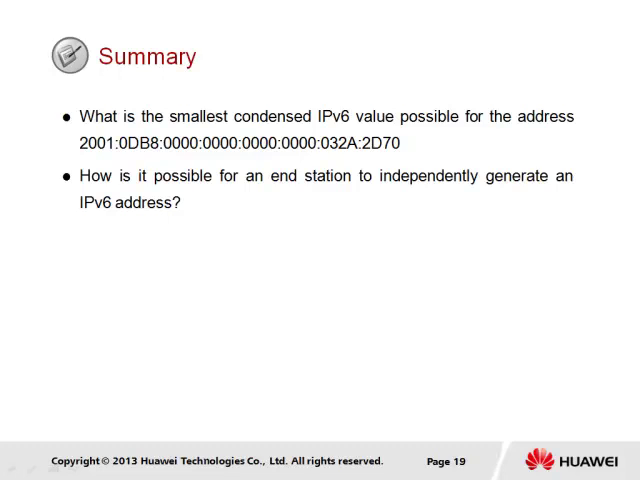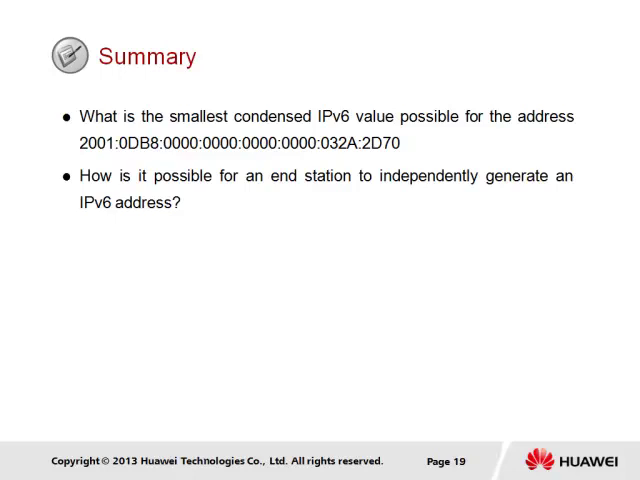In summary for this section, we just have a couple of questions here. The first asks, what is the smallest condensed IPv6 value possible for the address that we see here? Well, we are able to condense the address by firstly removing the leading zeros, and then using the double colon, we can further condense the string of zeros to give an address of 2001:DB8::32A:2D70.